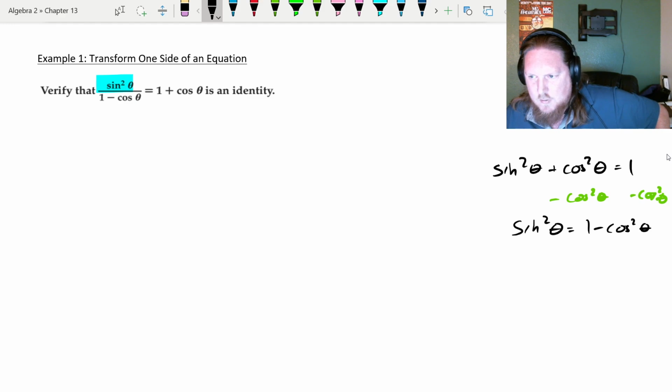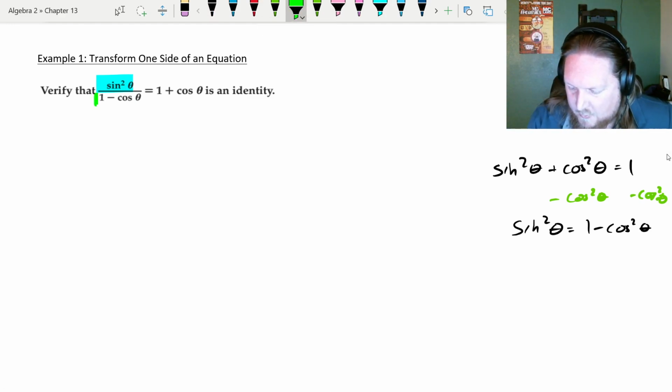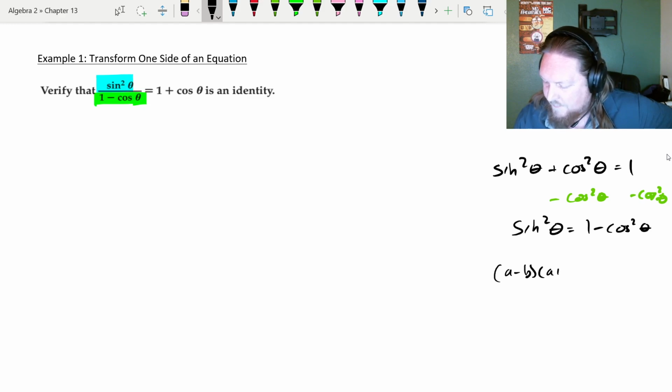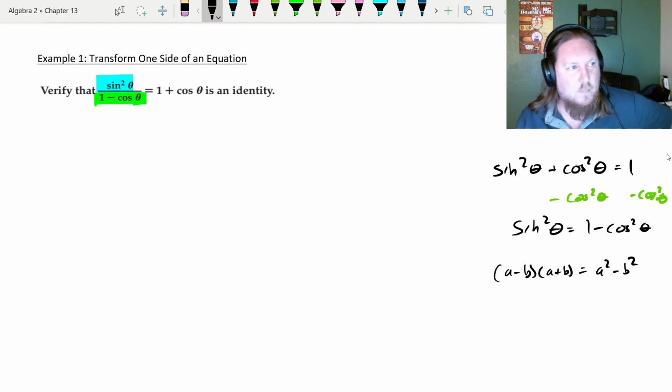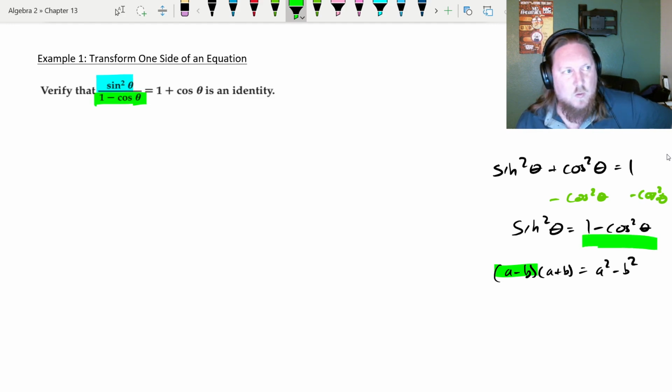Other things that might be helpful: here's another thing that I see that I might be able to use. I have 1 minus cosine. Now, if you remember from the previous lesson, I said you're always going to want to remember the difference of squares pattern. So it looks to me like I have half of the difference of squares pattern. And if I were to do that, I would actually end up with the right hand side of the equation there. Almost. It seemed like something's going to happen there.